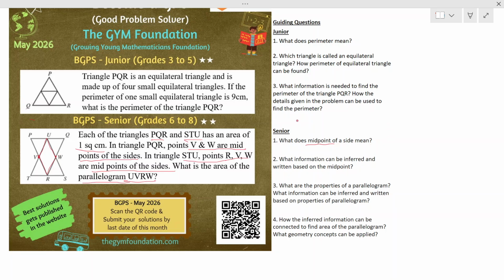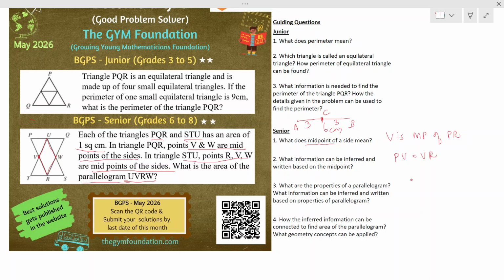Midpoint basically means, if you have any line segment, say this line segment AB is 6 centimeters, what does the midpoint mean? The midpoint is the middle point C such that AC is 3 centimeters and CB is 3 centimeters, right? So a midpoint divides the segment into two equal parts. That is what it means. So how do I write it in this case? When I say V is the midpoint of P and R, it means PV is equal to VR.